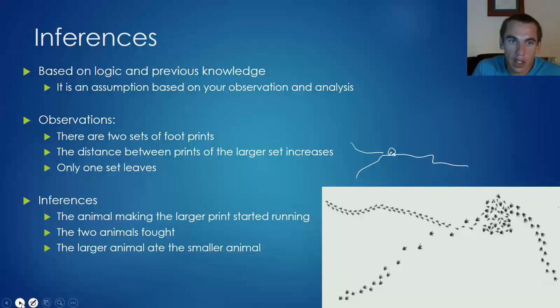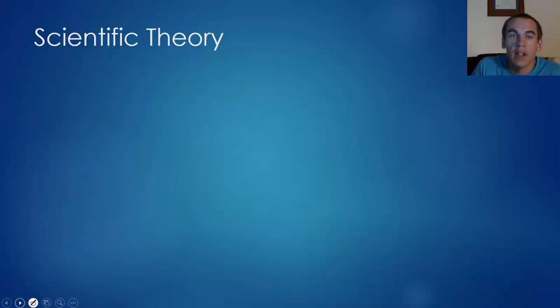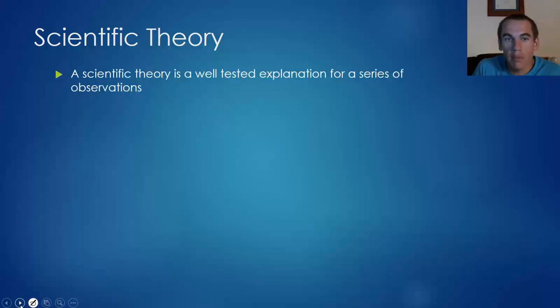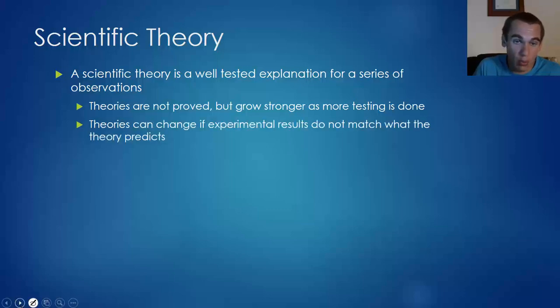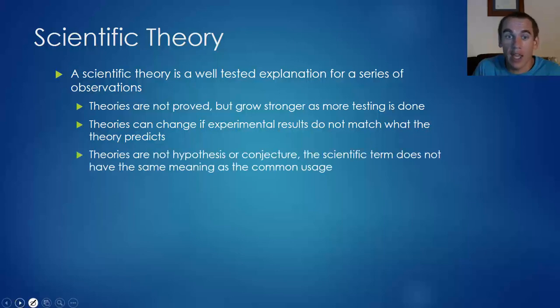Now, speaking of, we do have scientific theories that are true, but they're not proven. It's a well-tested explanation for a series of observations. So when we're trying to explain something that we see in nature, we do lots and lots of tests, and we come up with a theory that could explain why things are the way they are. They are never proved, but they can grow stronger as they predict more things and more tests are done. But if a theory doesn't match reality, then the theory has to change. And that's okay. Now, a theory is not a hypothesis or an idea or a thought.